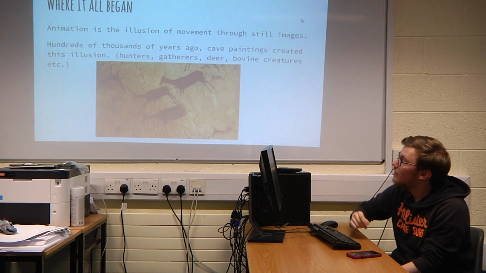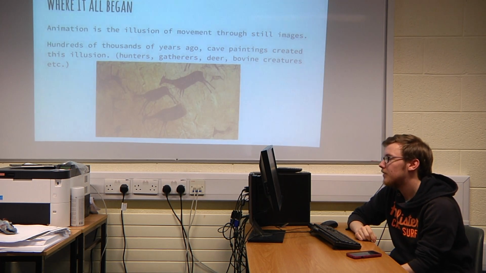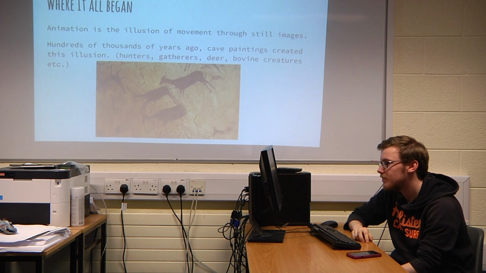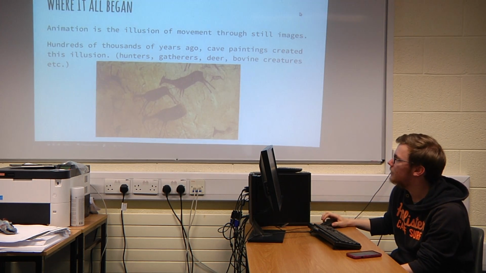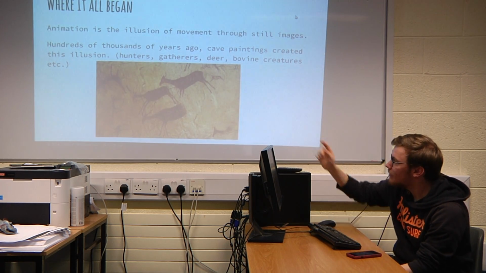And this is the earliest kind of piece of animation I could find. Well, animation, first of all, is the illusion of movement through still images. And hundreds of thousands of years ago, cave paintings created this illusion. Hunter-gatherers, deer, and mostly bovine creatures, all that kind of hunting. And there's one there.